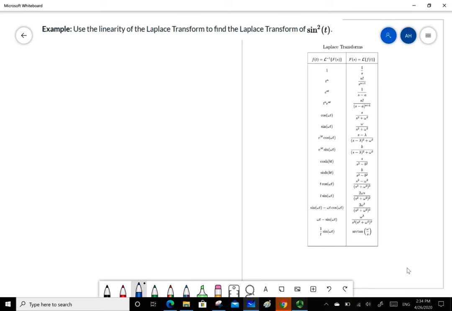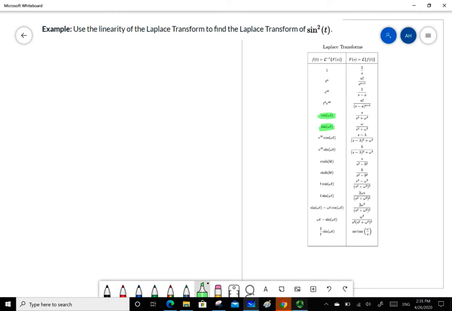Use the linearity of the Laplace transform to find the Laplace transform of sine squared of t. Some tables of Laplace transforms may include the transformation of sine squared, but ours does not. It does, however, have the transformations of sine of omega t and cosine of omega t.